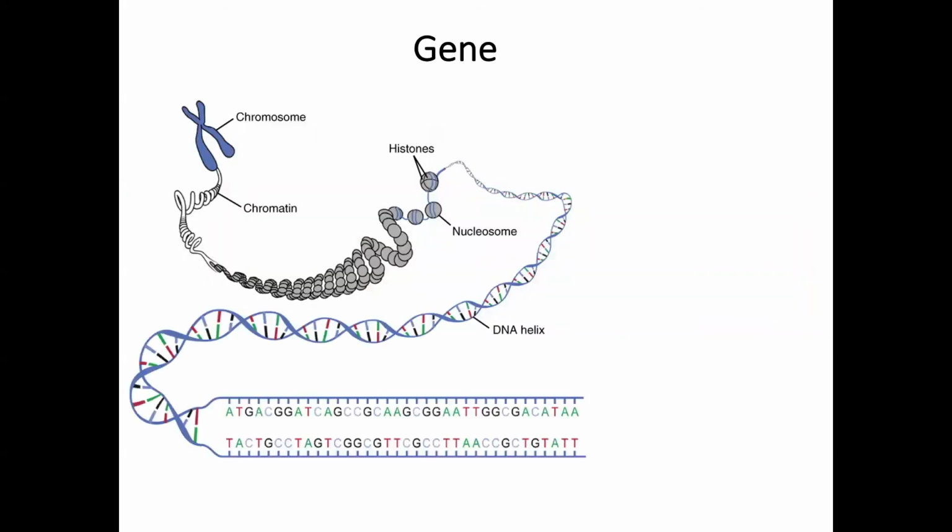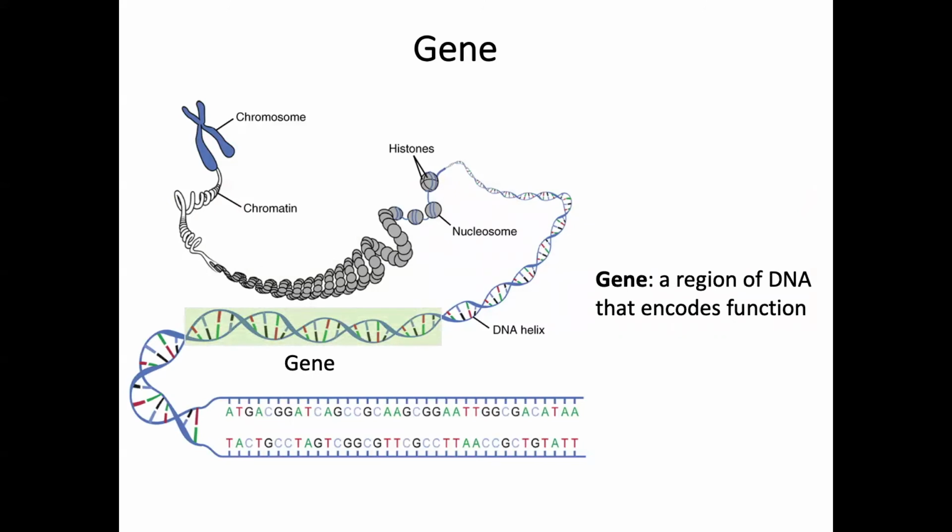Okay, so now I'll move to gene, and we'll introduce the gene structure. Okay, so in our first lecture, we learned that gene is a region of DNA that encodes a function. But how can we tell where gene starts, where gene ends? Does gene have specific structure? If DNA forms nucleosomes with histones, how do they organize?